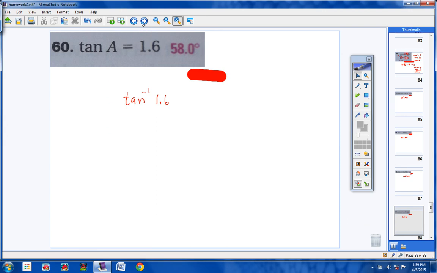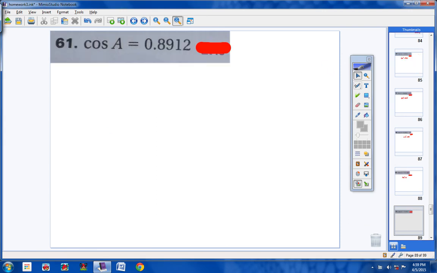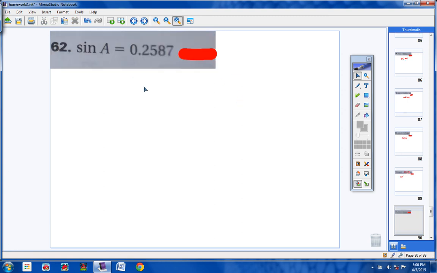Okay, students, moving on to number 61. Okay, notice we're looking for an angle. We're missing the angle, so we hit cosine inverse, and then type this number into our calculator. And you should get this right here, 27 degrees. Number 62. Notice we're missing an angle, so we type in inverse sine, and then type in this number here. Hit enter, and you should get this right here.